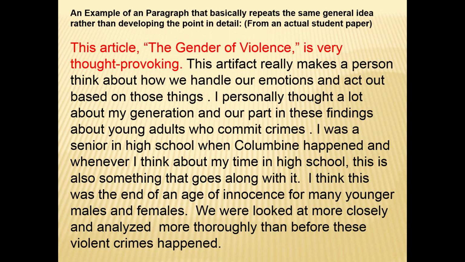This artifact really makes a person think about how we handle our emotions and act out based on those things. I personally thought a lot about my generation and our part in these findings about young adults who commit crime. I was a senior in high school when Columbine happened, and whenever I think about my time in high school, this is also something that goes along with it. I think this was the end of an age of innocence for many younger males and females. We were looked at more closely and analyzed more thoroughly than before these violent crimes happened.